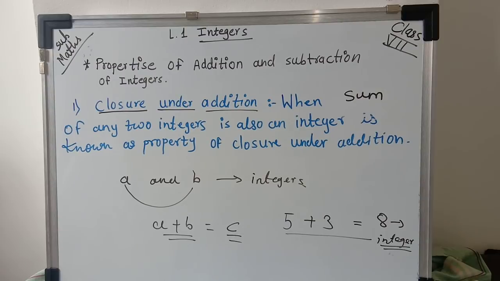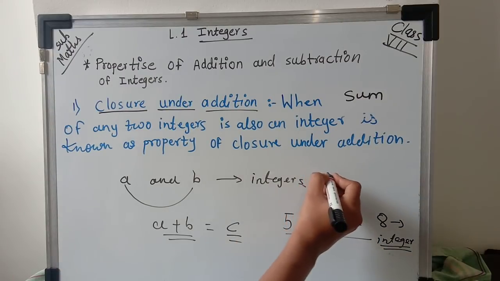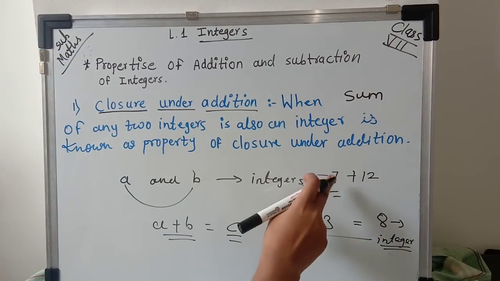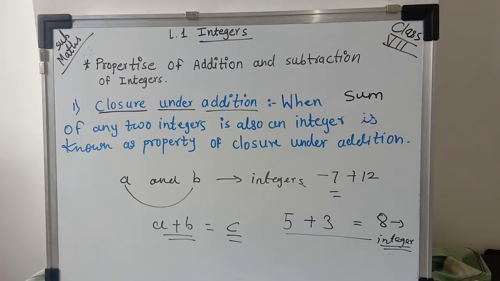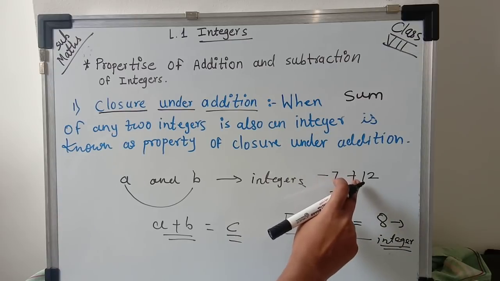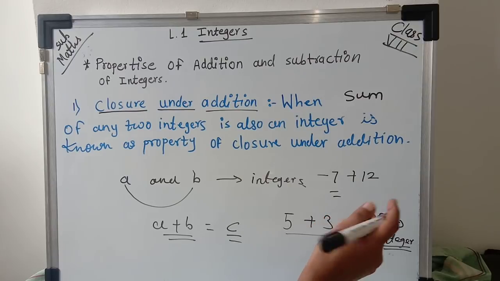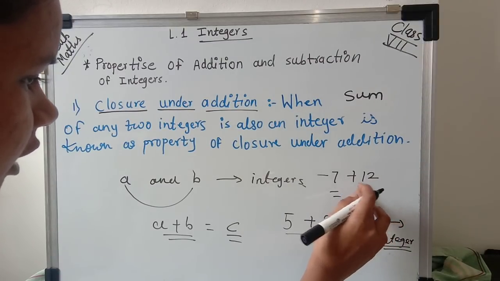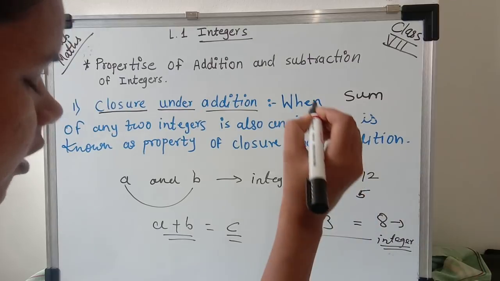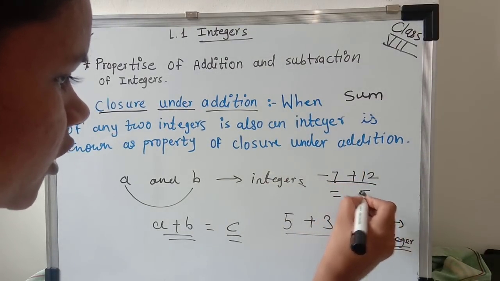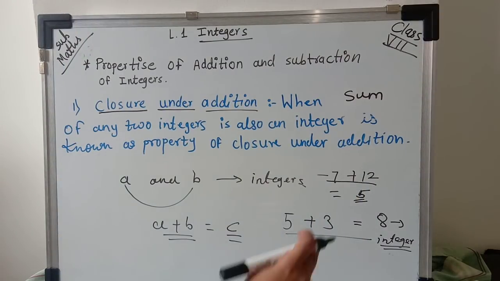Now let's take a negative integer. If I take minus 7 plus 12, here we have to add two integers with different signs, a minus and a plus, so we have to do the subtraction. 12 minus 7 is equal to 5, and 12 is the bigger number here, which is positive, so keep 5 as it is. So the sum of these two integers is also an integer, and this property is known as closure under addition.